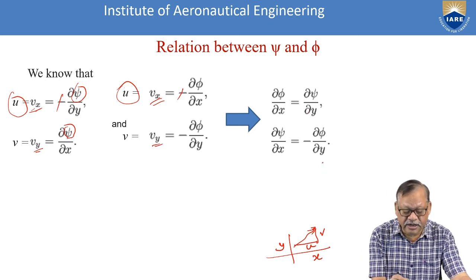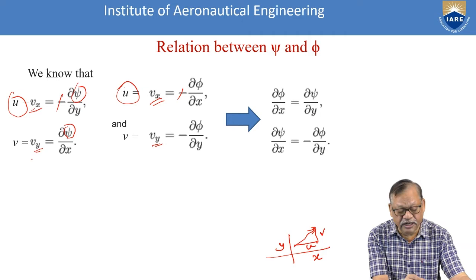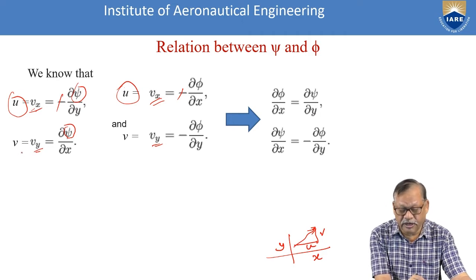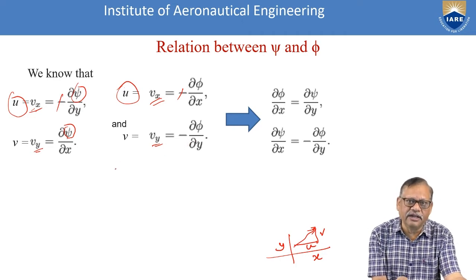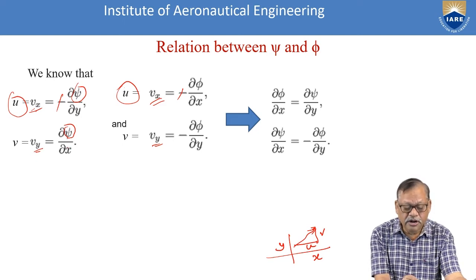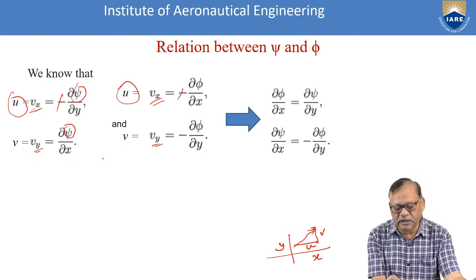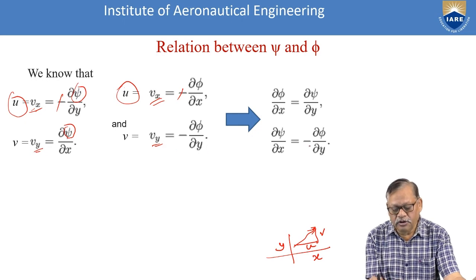Similarly, if we take the vertical velocity components, the v, whether in terms of psi or phi, both are the same. So if we equate them, we get dou psi by dou x is equal to minus of dou phi by dou y.